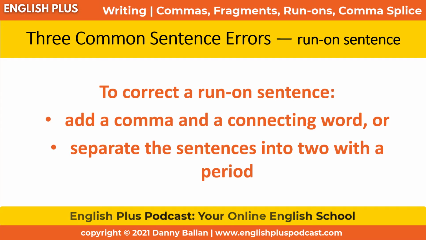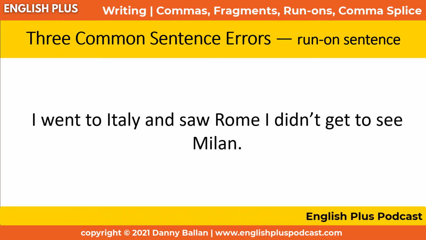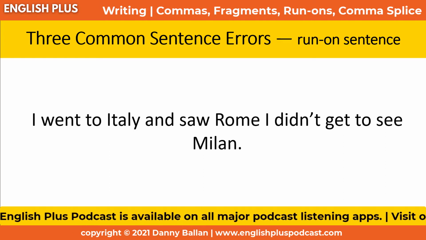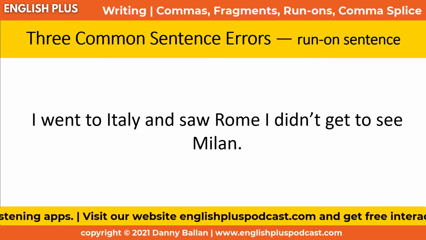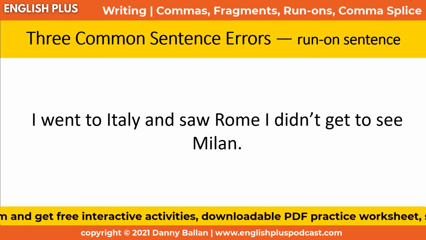Now let's take a look at this example. This example is written as if it were 1 sentence. There's only 1 period at the end. And it goes like, I went to Italy and so Rome, I didn't get to see Milan. Here the problem is that we do have 2 sentences. I went to Italy and so Rome, that's 1 sentence. I didn't get to see Milan, and that's a 2nd sentence. But we cannot just put them together and consider them 1 sentence. We have to separate them or join them with a connecting word.